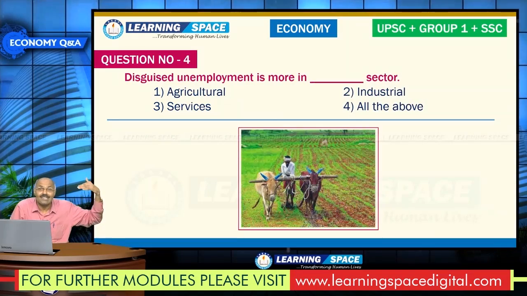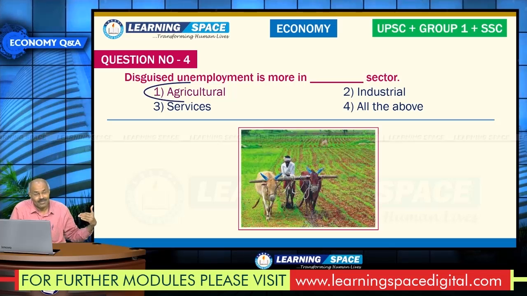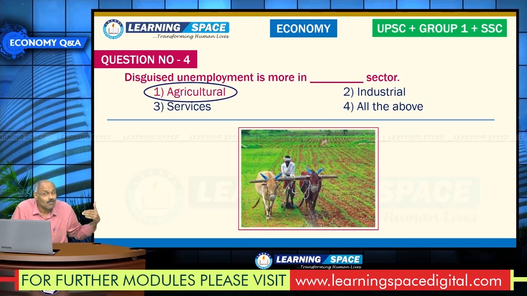Look at the next one. Disguised unemployment is more in the agricultural sector. What is the meaning of disguised unemployment?